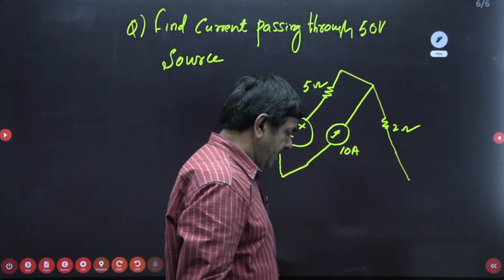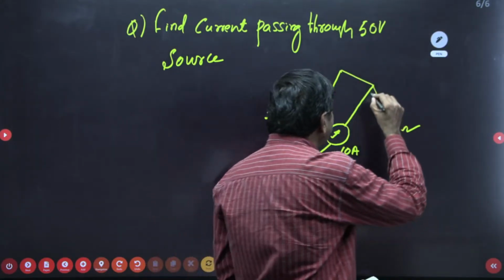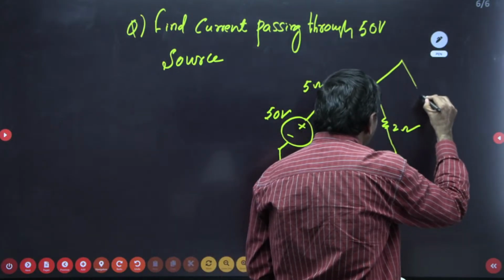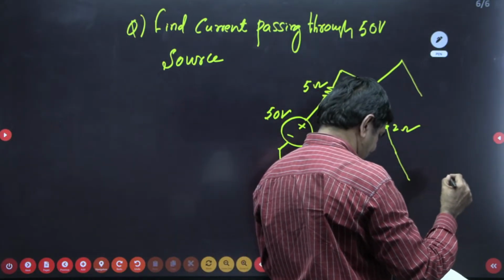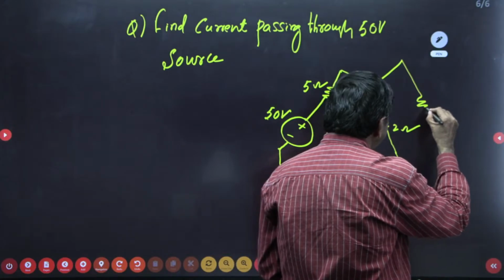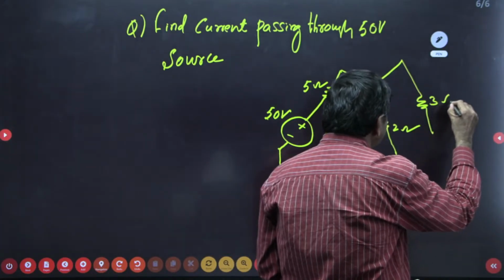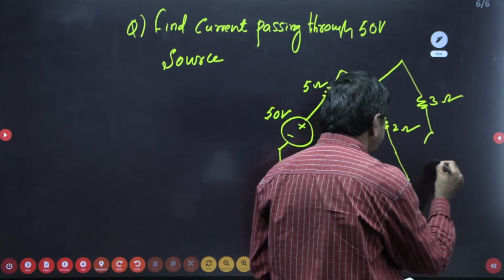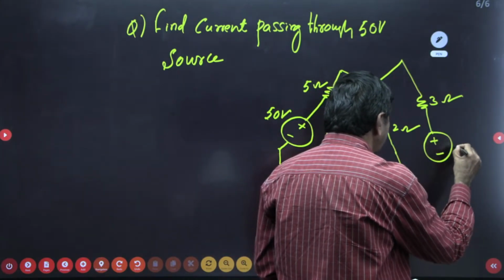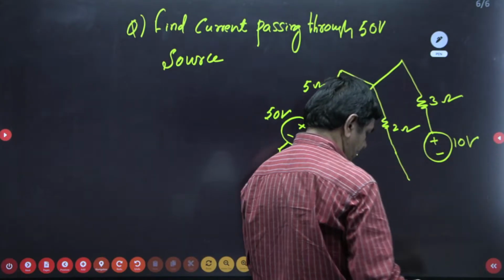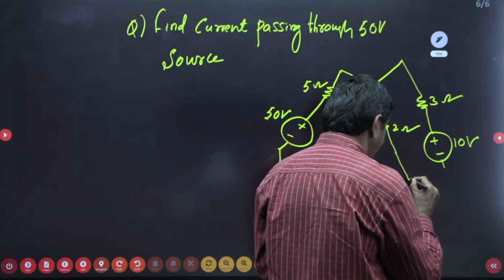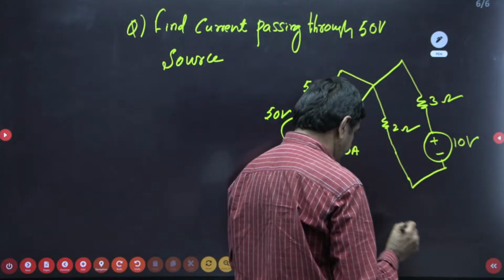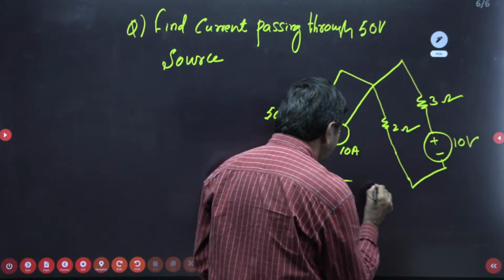This is a 2 ohm resistor. And here it is also connected with one more resistance of 3 ohms, which is connected with 10 volts. In this way, the connection is made. This is the given problem.